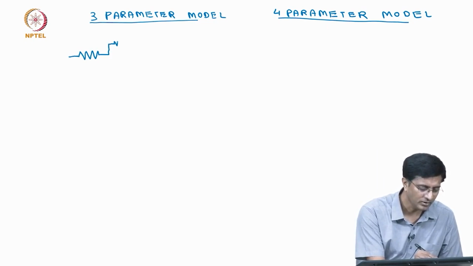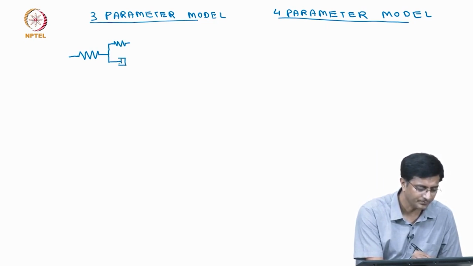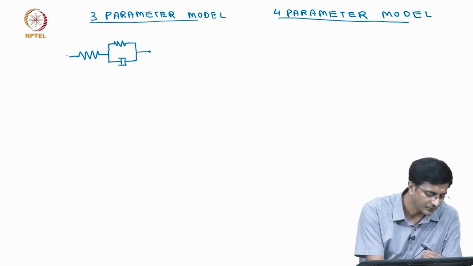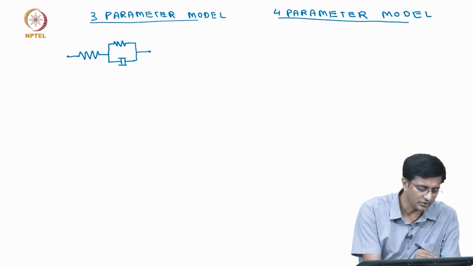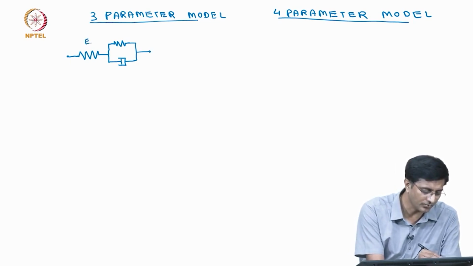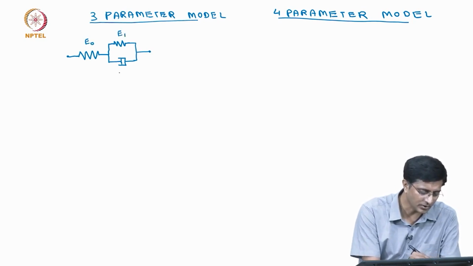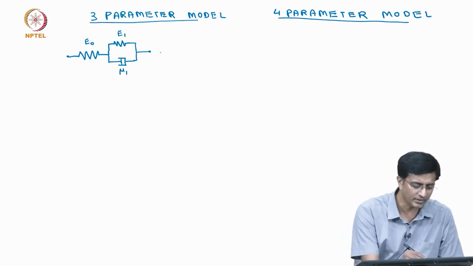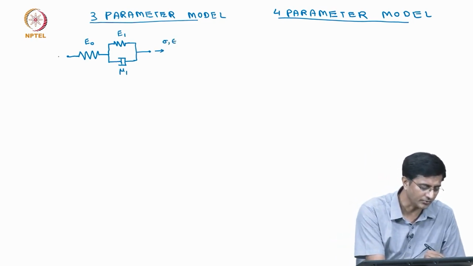Kelvin model meaning spring and damper are parallel to each other. So, to differentiate the two springs, let us call the free spring E naught and the one in the Kelvin model E1. The corresponding viscosity is nu 1. Again we either apply stress and measure strain or the other way.